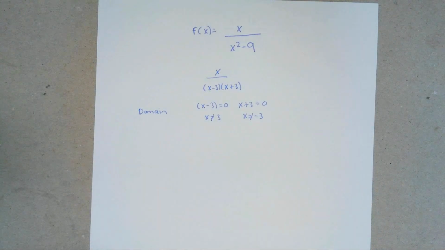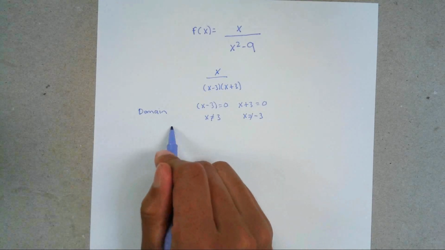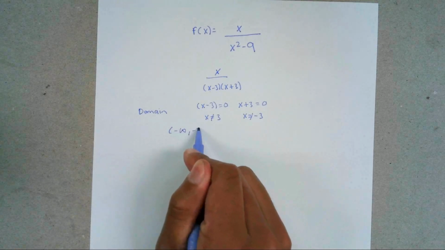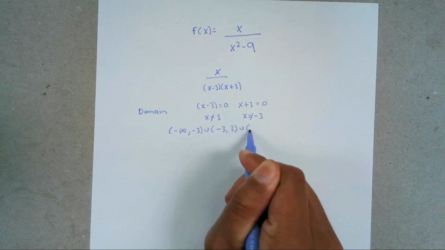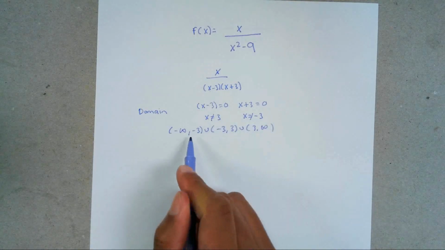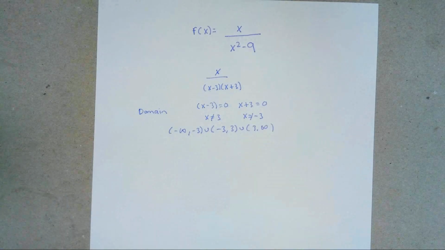So then once you find these values, your domain is going to be negative infinity to negative 3, union negative 3 to 3, union 3 to infinity. The reason why negative 3 comes first is because that's the number that goes on your number line.